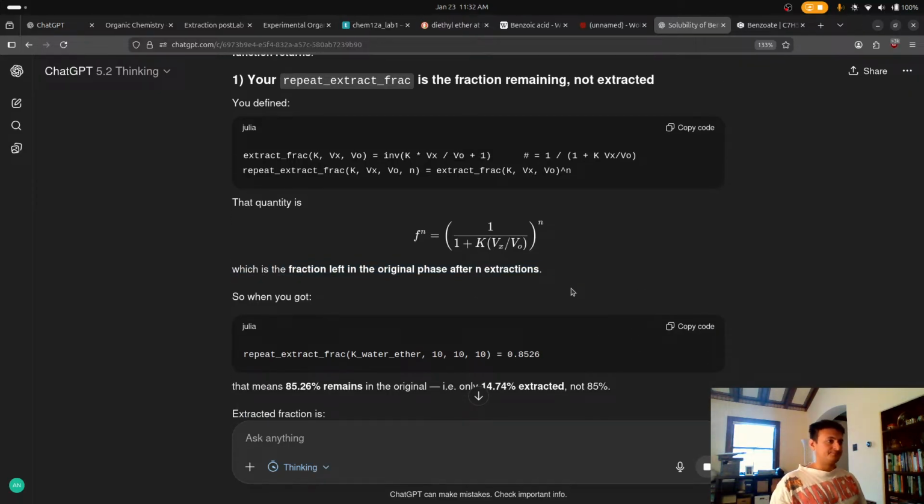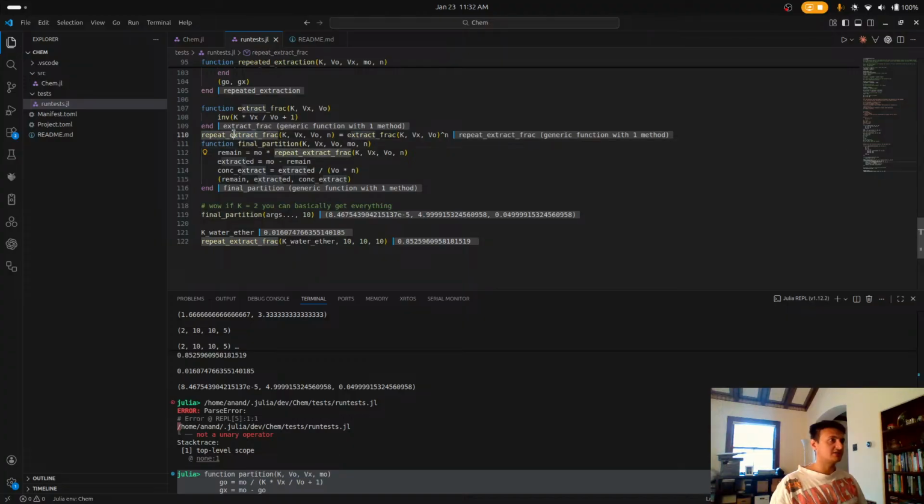Oh, yeah. This is not the extract frac. This is the remain frac.